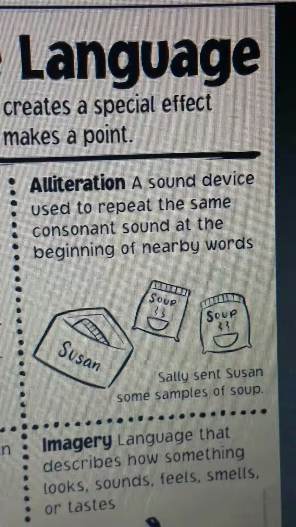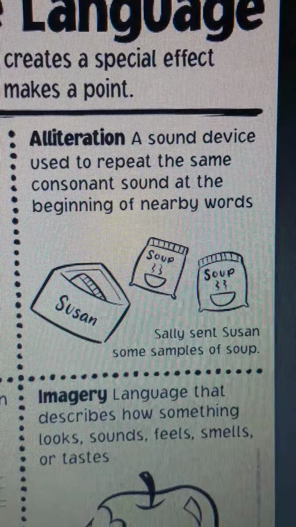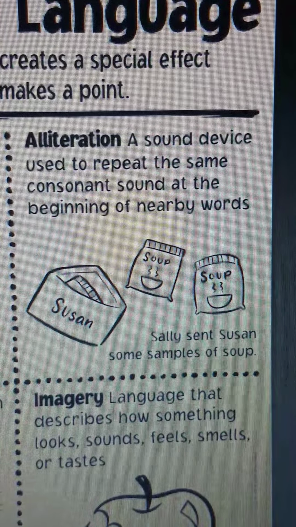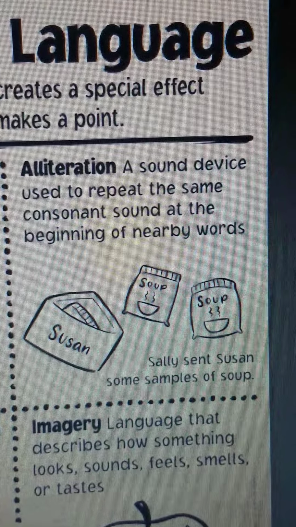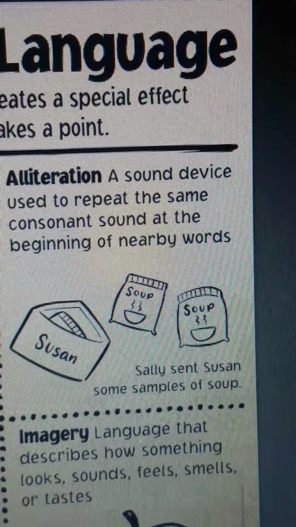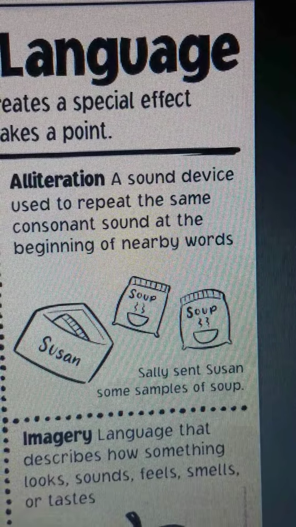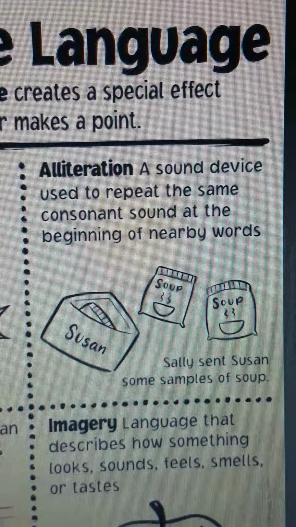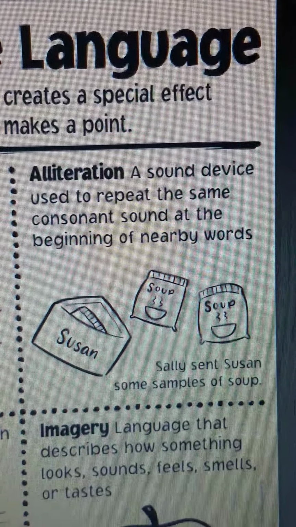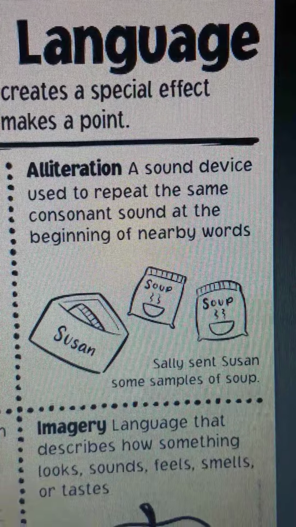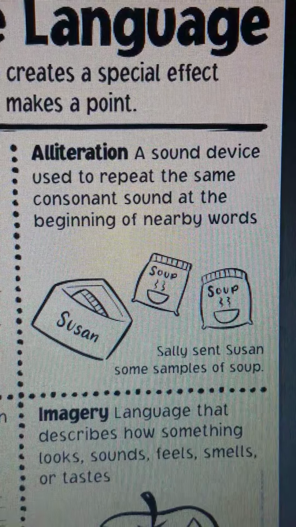Let's move on to the next technique that authors use falling under figurative language, called alliteration. And alliteration is a sound device used to repeat the same sound over and over again, okay? So sometimes an author will use alliteration when he or she wants to make something really important in the story, and maybe they might even come back again and again and keep repeating that same phrase, and usually it will have the same sound. So for instance, in this sentence, Sally sent Susan some samples of soup. That's an example of alliteration, okay?